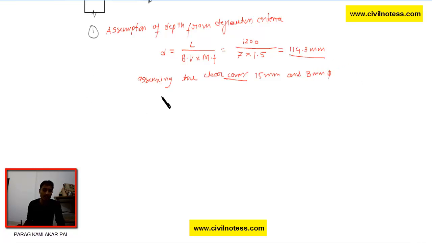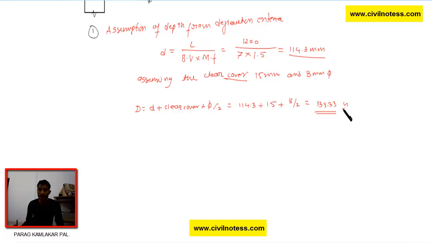So now, after getting this value, whatever D we are getting right now is the total D we got plus the clear cover, plus the diameter divided by 2. So we have to put in all the values: 114.3 plus the clear cover we are taking, 15, plus 8 by 2, that means 4. So we got the value as 133.33.